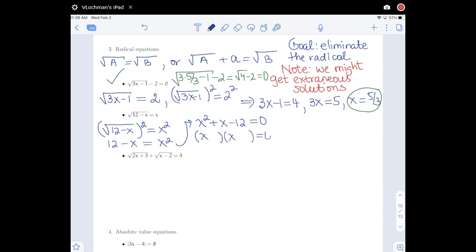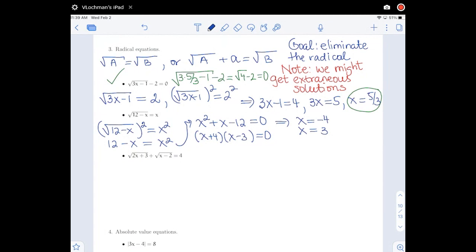Let's see if we can answer that. What is the factorization of this quadratic? 4 and 3. So plus 4, negative 3, is that right? x plus 4, x minus 3, yes, very good. That is the factorization. From here, we have two candidates, negative 4 and positive 3. I call them candidates. They might not be solutions. We need to check them.